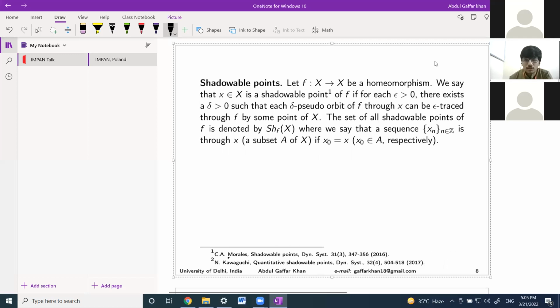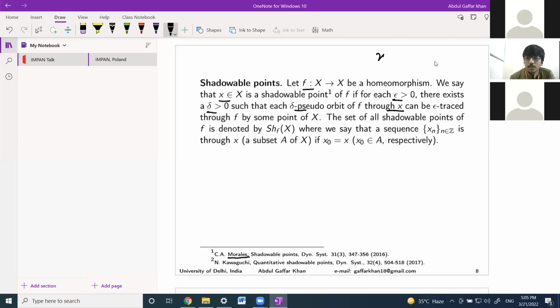Morales introduced the pointwise version of the shadowing property with the name shadowable point, and a point x is said to be a shadowable point for a homeomorphism F if for each epsilon we can find a positive delta, so that every delta pseudo orbit through x, that is the sequence xn, n belongs to the integers and x0 equals x, can be epsilon traced.